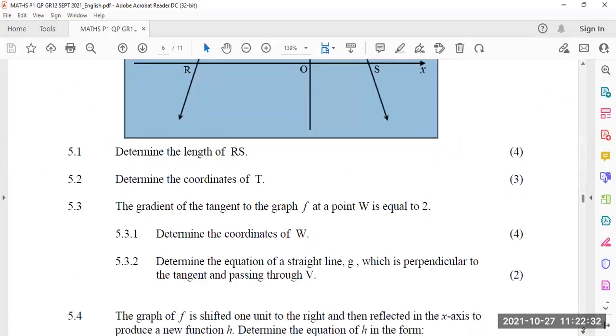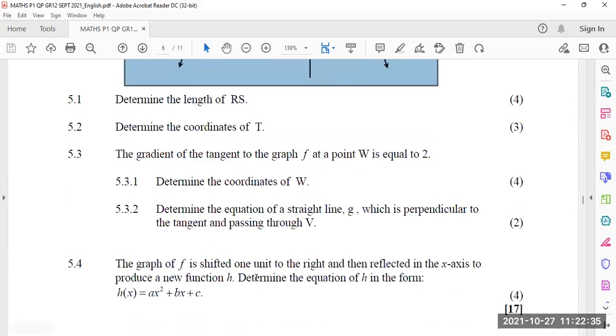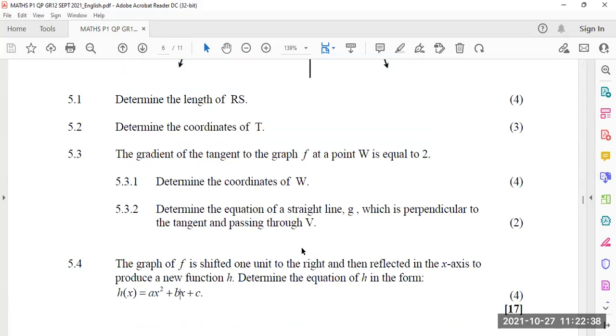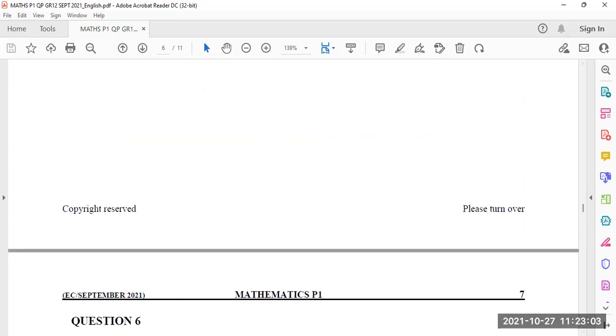Okay, so there you go. That is it. What is next? Then now they're saying on 5.4, the graph of f is shifted 1 unit to the right and then reflected in the x-axis to produce the function h. Determine the equation of h in the form. Okay, so what is it that they're saying here? Let's interpret what they want us to do there.